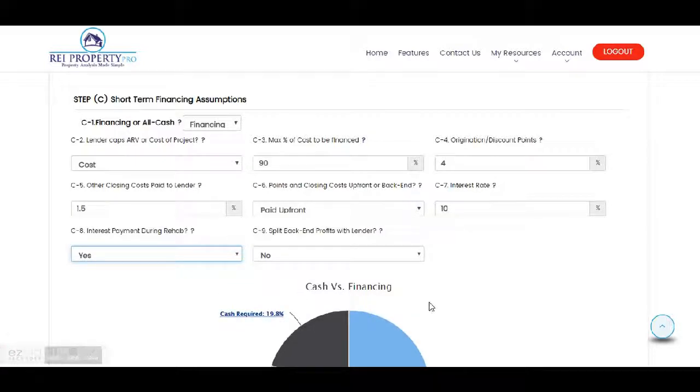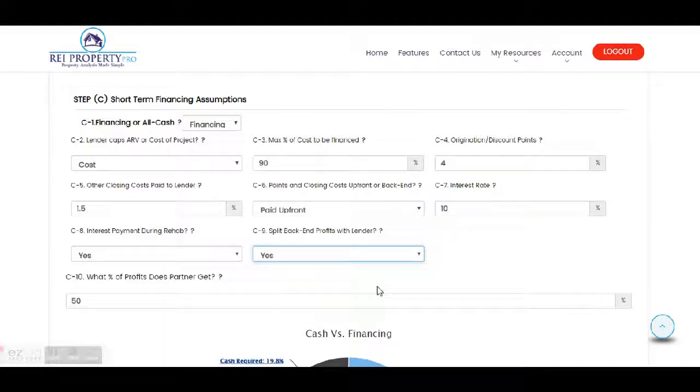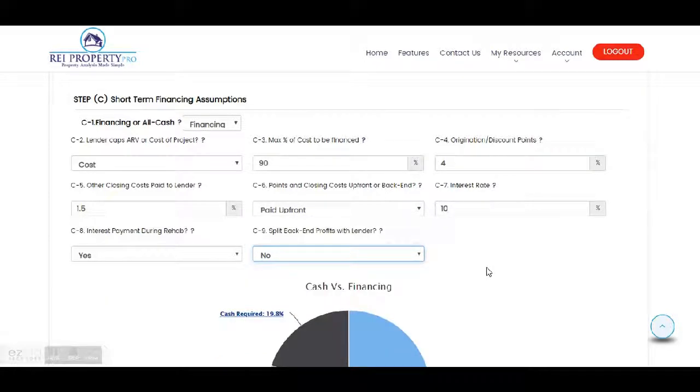Here you have an option to calculate any back-end splits. Sometimes this could happen with private lenders or individual investors. If they're looking for a back-end split of your profits, it's because they have either reduced your down payment or your fees or both. You can have back-end splits as well with your partner if you choose to partner with someone on a deal. If you do have back-end splits, let's select yes. Now you can set the percentage of that split. I usually like to calculate my deals without a split, so let's put no.